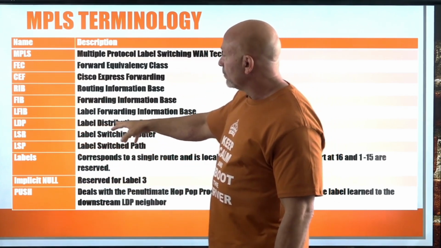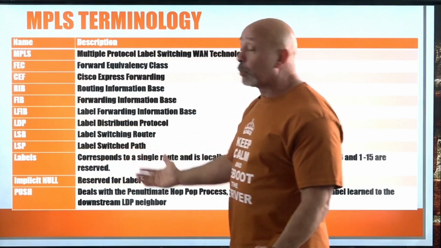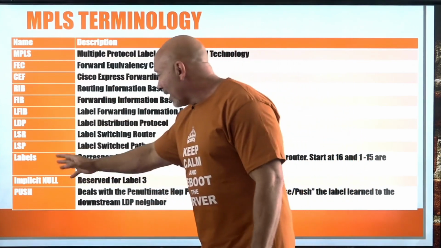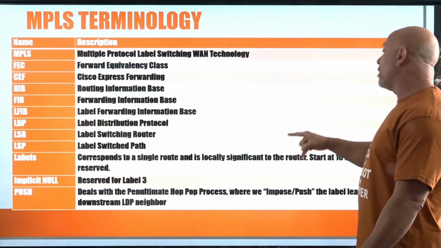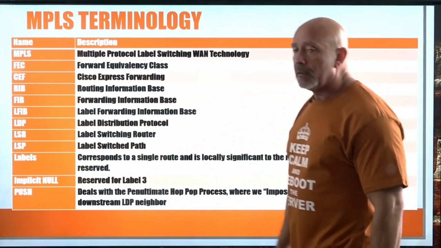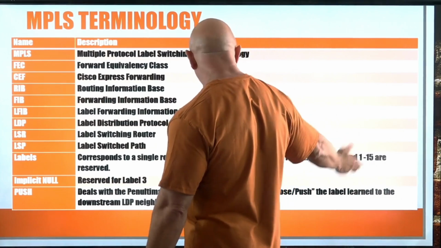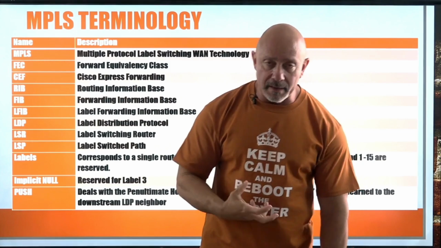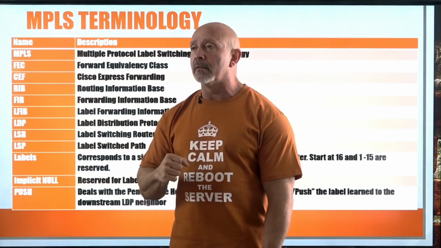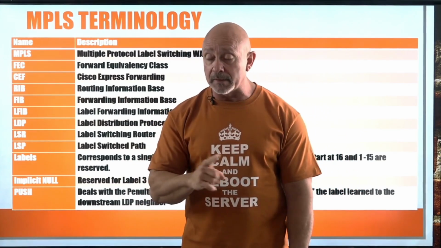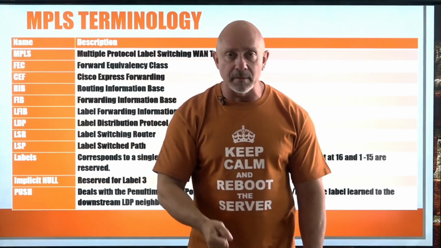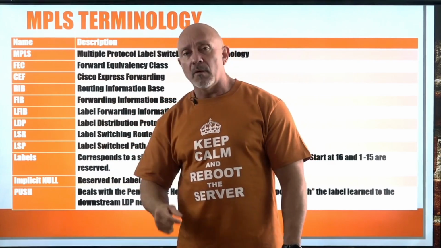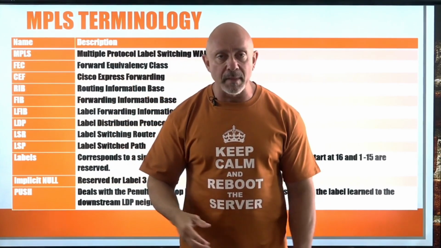LSP, label switching path. Which way is it going? That's all it says. Labels correspond to a single router and are locally significant. Label numbers start at 16, with 1 through 15 reserved. When you get a label, the router generates a label for itself. Hey, I'm 16. Then when it pushes it, or imposes itself into the next router, the router says, well, you're 16, but I want to be 17, or I want to be 20, whatever the case may be.